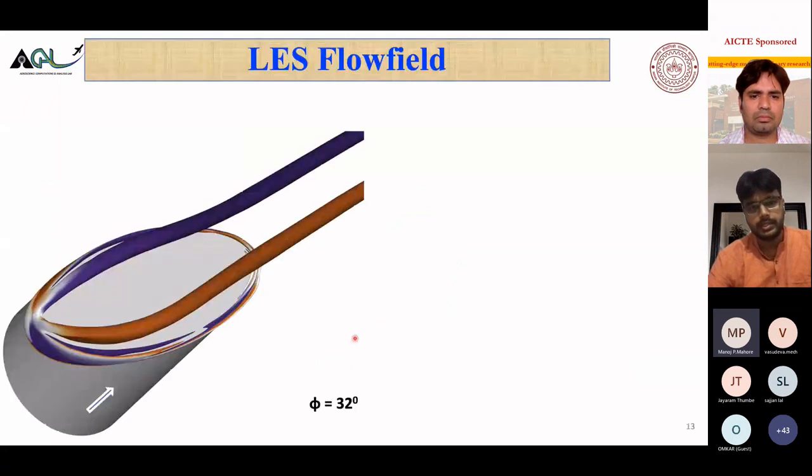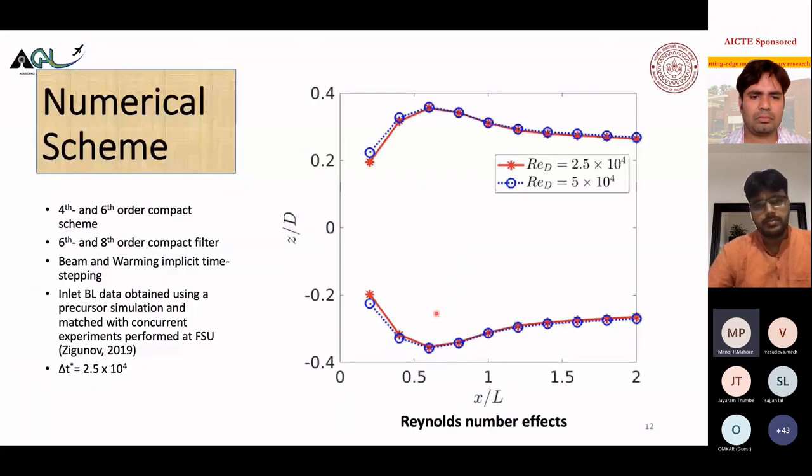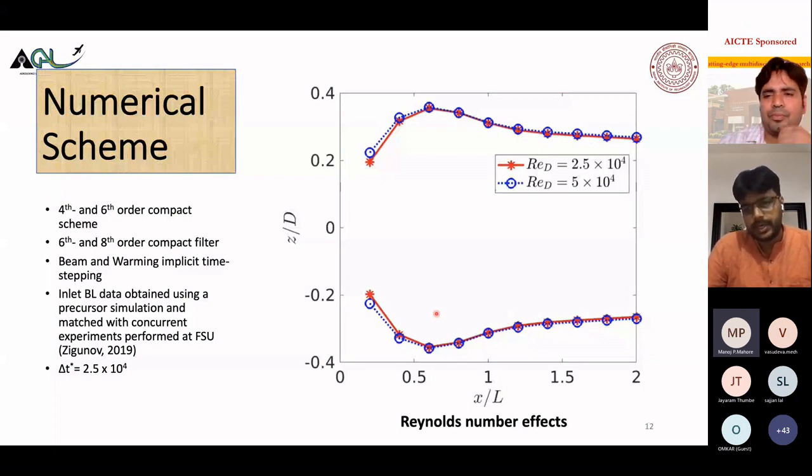The other important thing is that our simulations are done at a Reynolds number of 25,000. You may ask that flight Reynolds numbers are quite high, they may go up to 1 million. So if you are doing a simulation at 25,000, are you basically mimicking, at least qualitatively, the flow features? Our answer to that is yes, and it has been seen in experimental studies also.